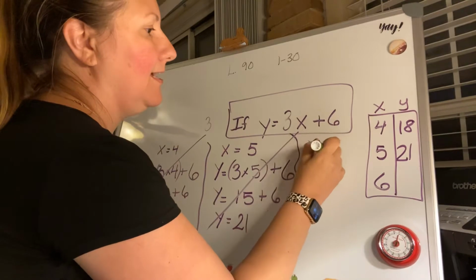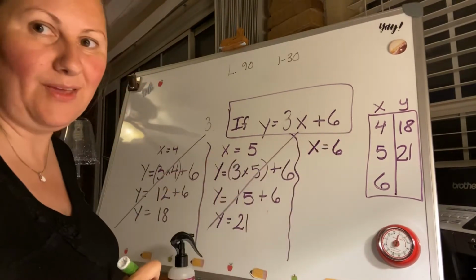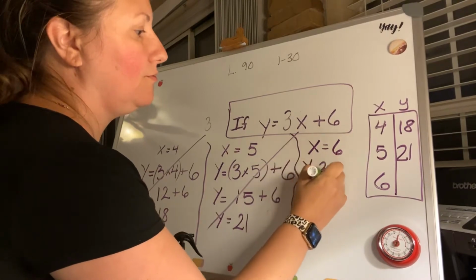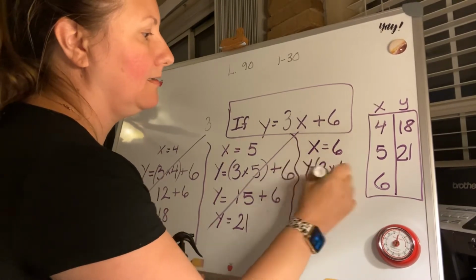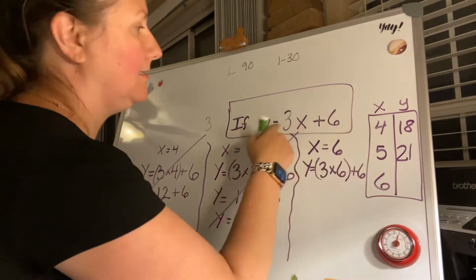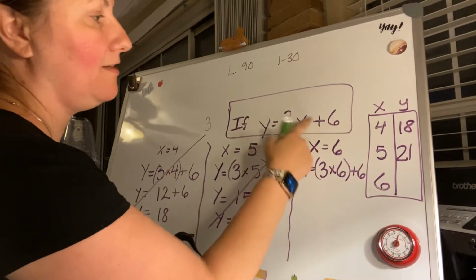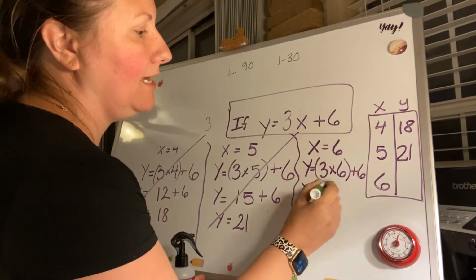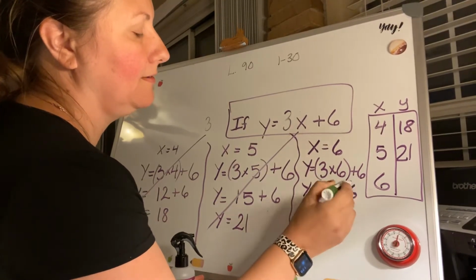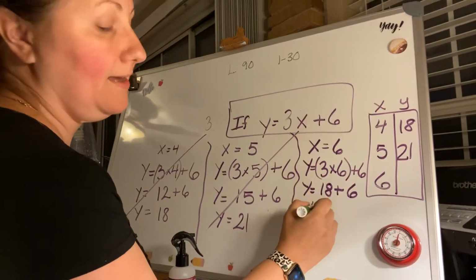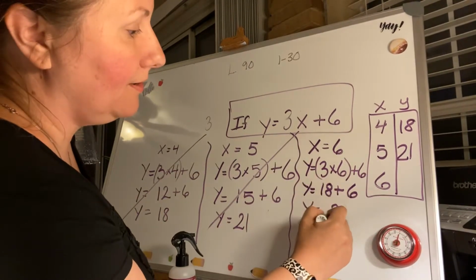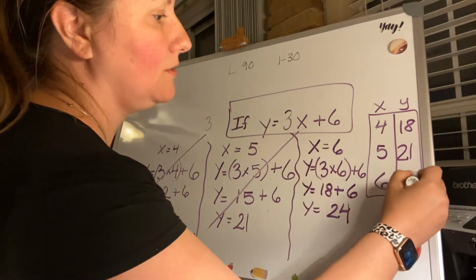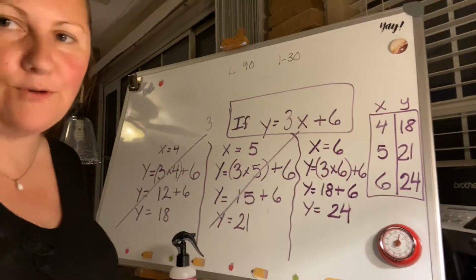So next, x is 6. Okay, when x is 6, y equals 3 times 6 plus 6. Doing parentheses first, we get 18 plus 6. And then y as a final number, 18 plus 6 is 24. So when x is 6, y is 24.